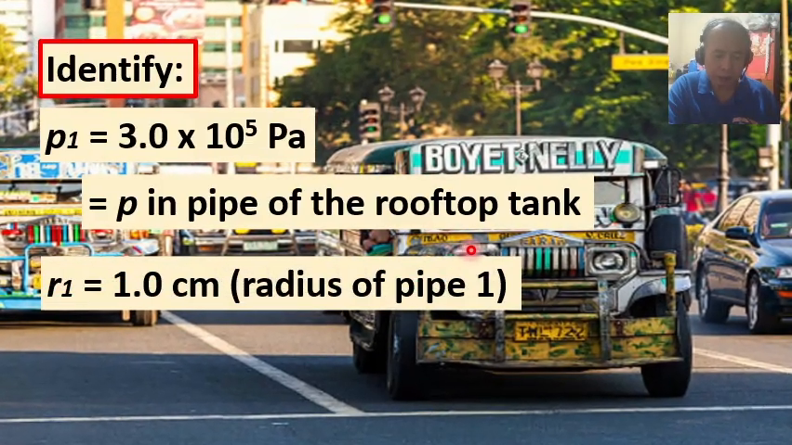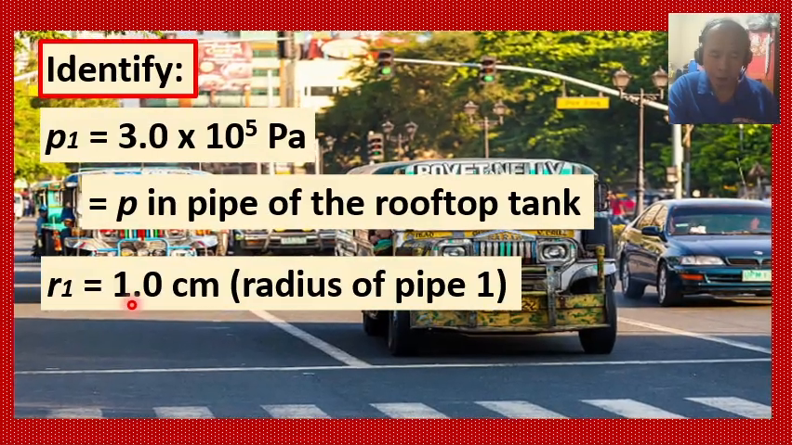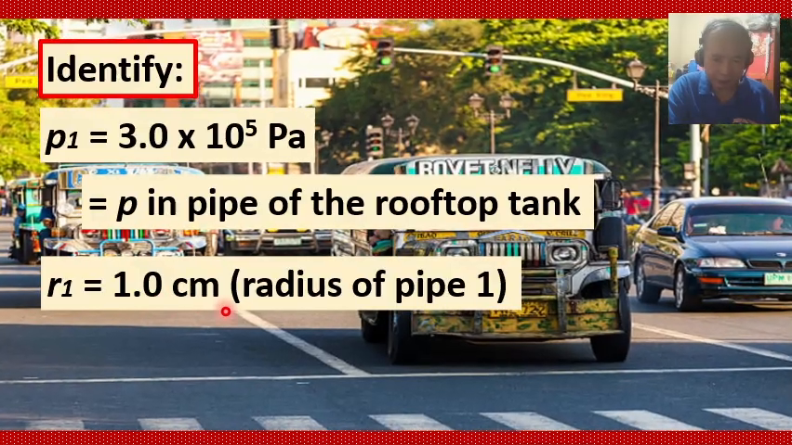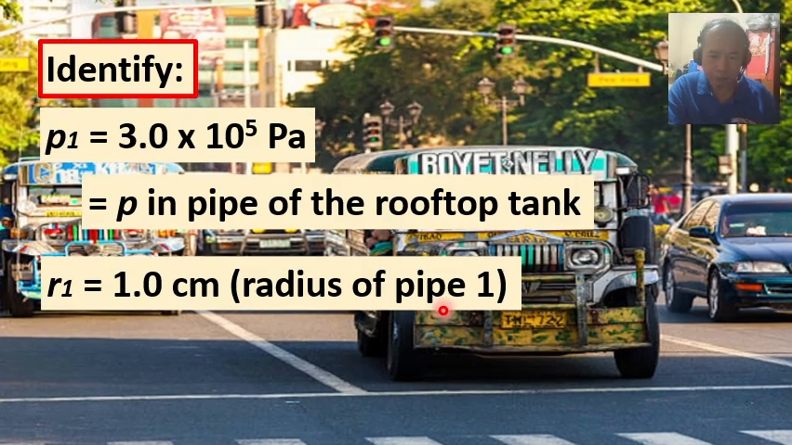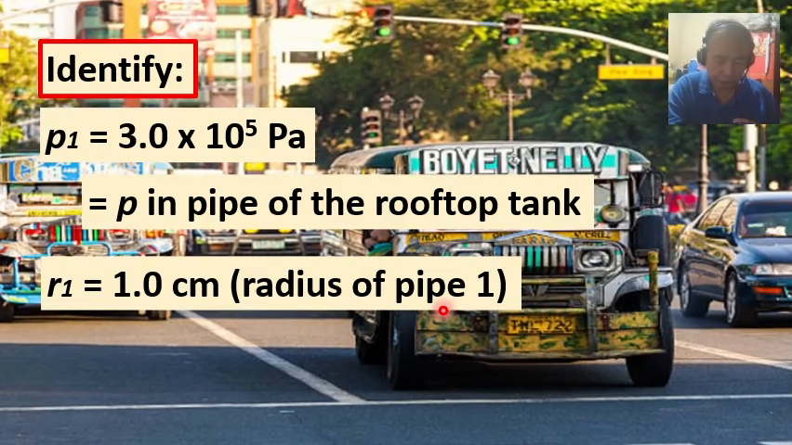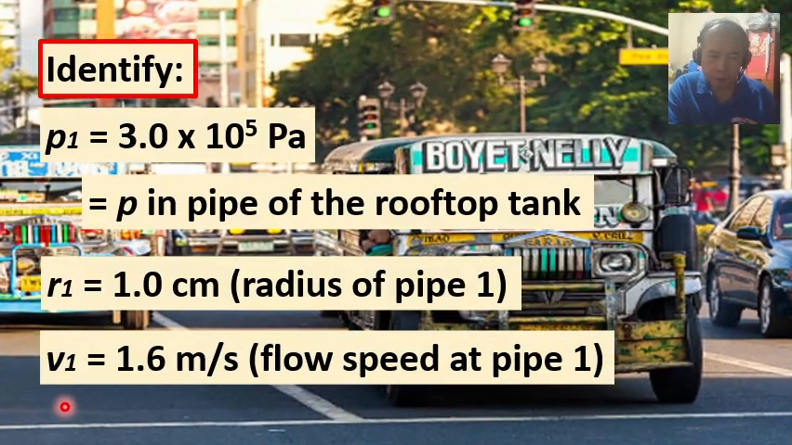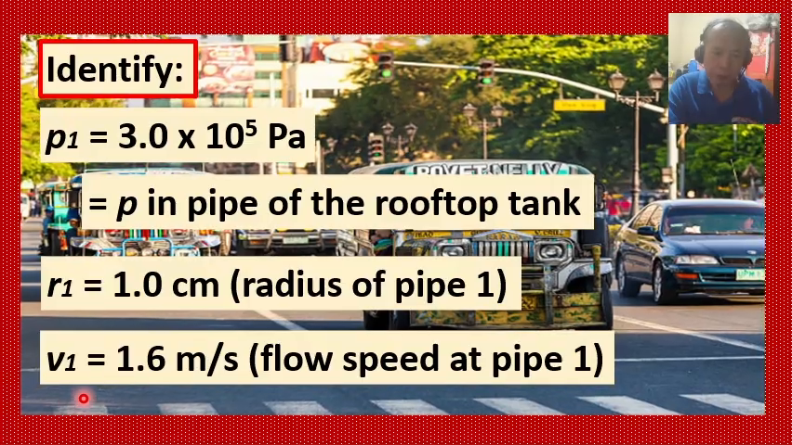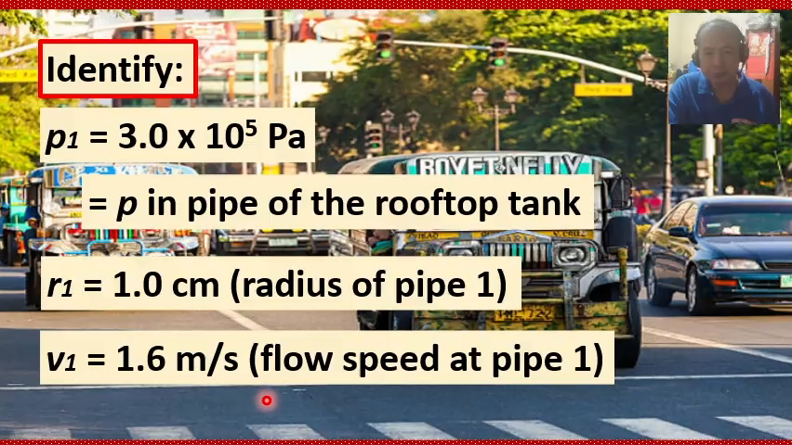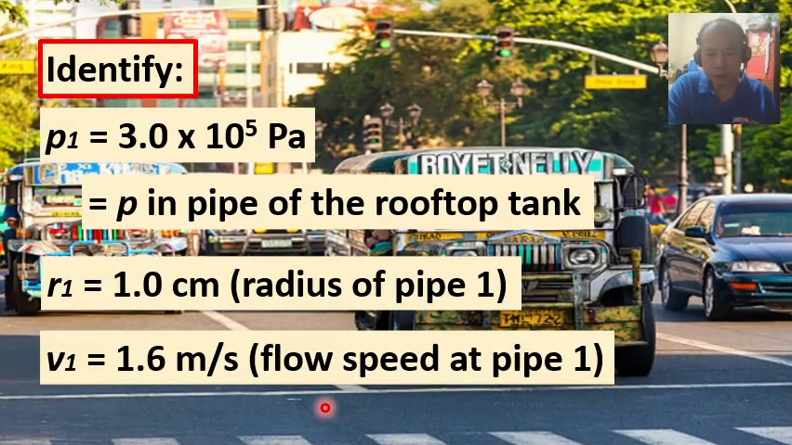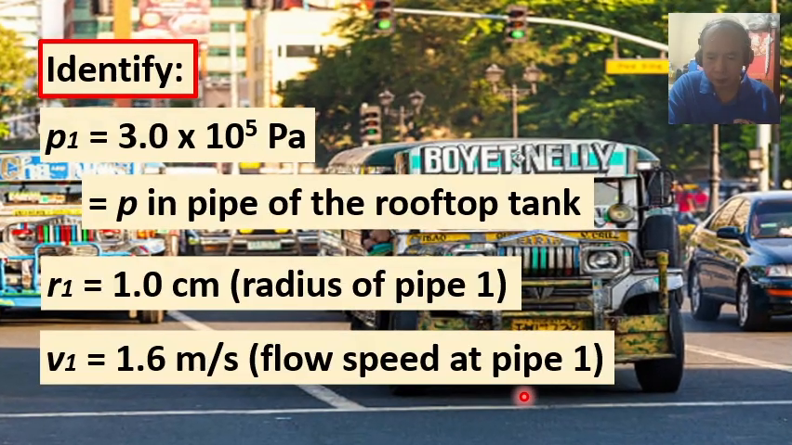This pipe has a radius, small r sub 1, equal to 1.0 centimeters. So this is the radius of pipe 1. And the water flow speed denoted by V sub 1 equal to 1.6 meters per second, right? So that is the speed of the water at pipe number 1.